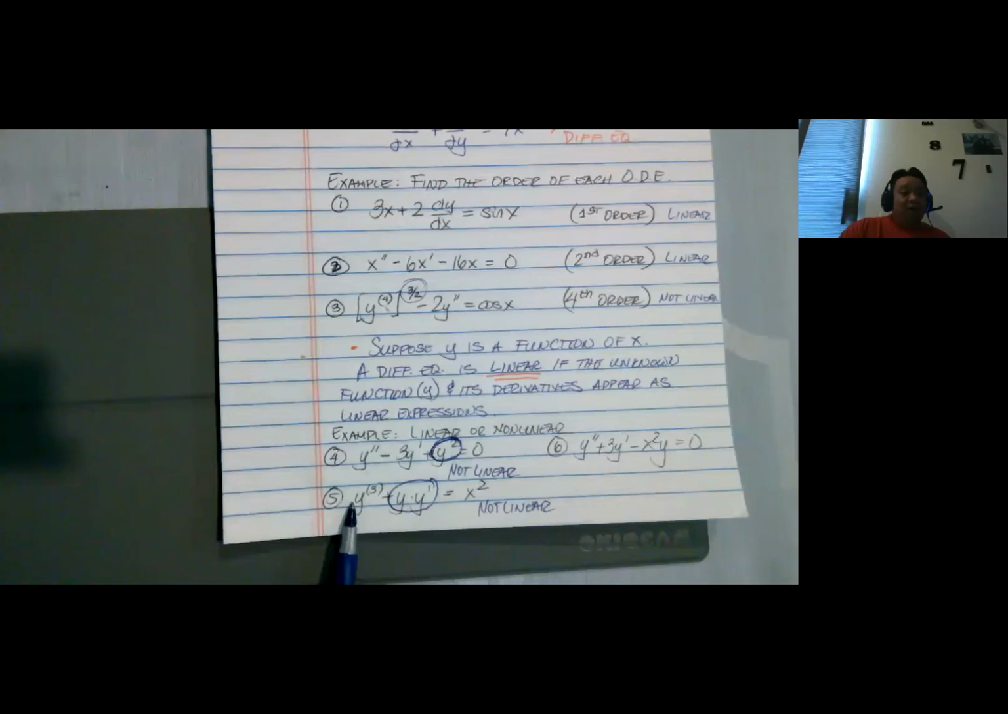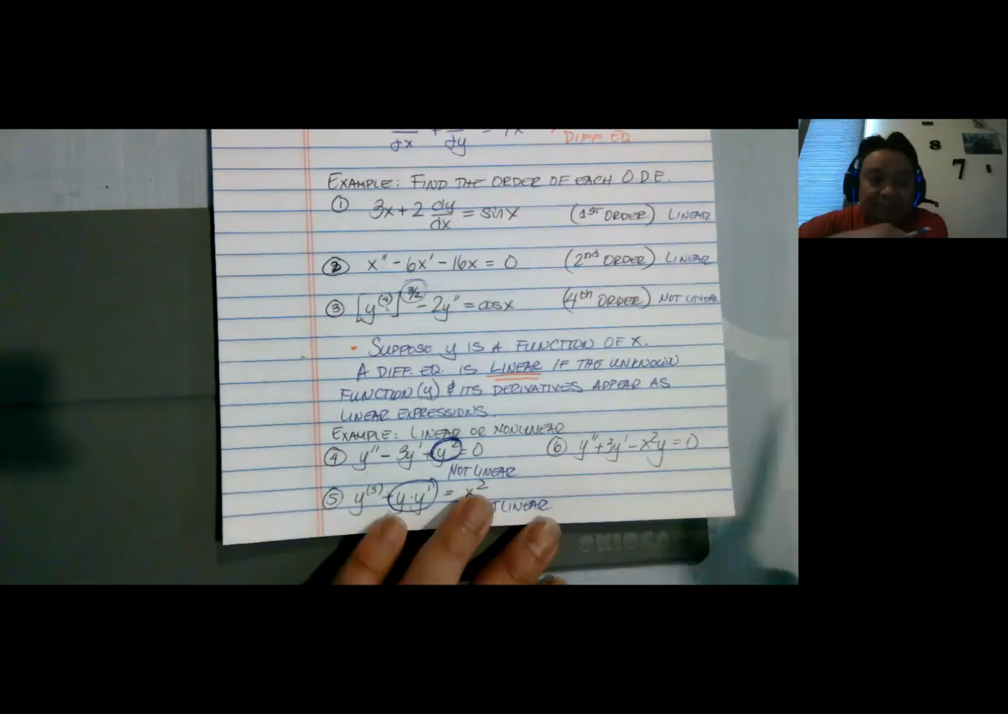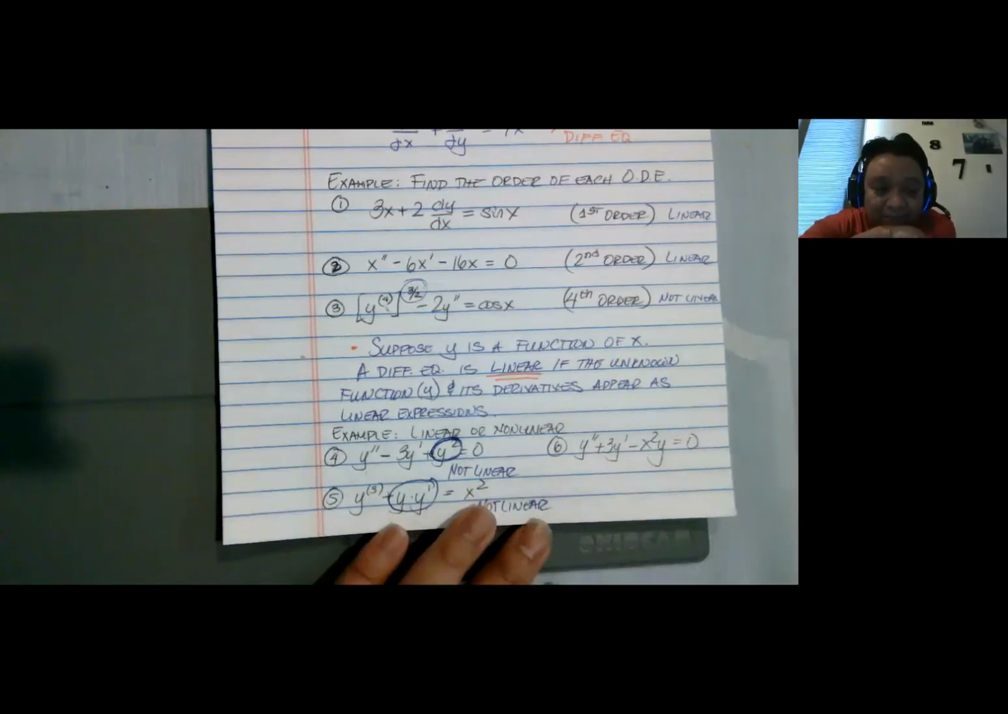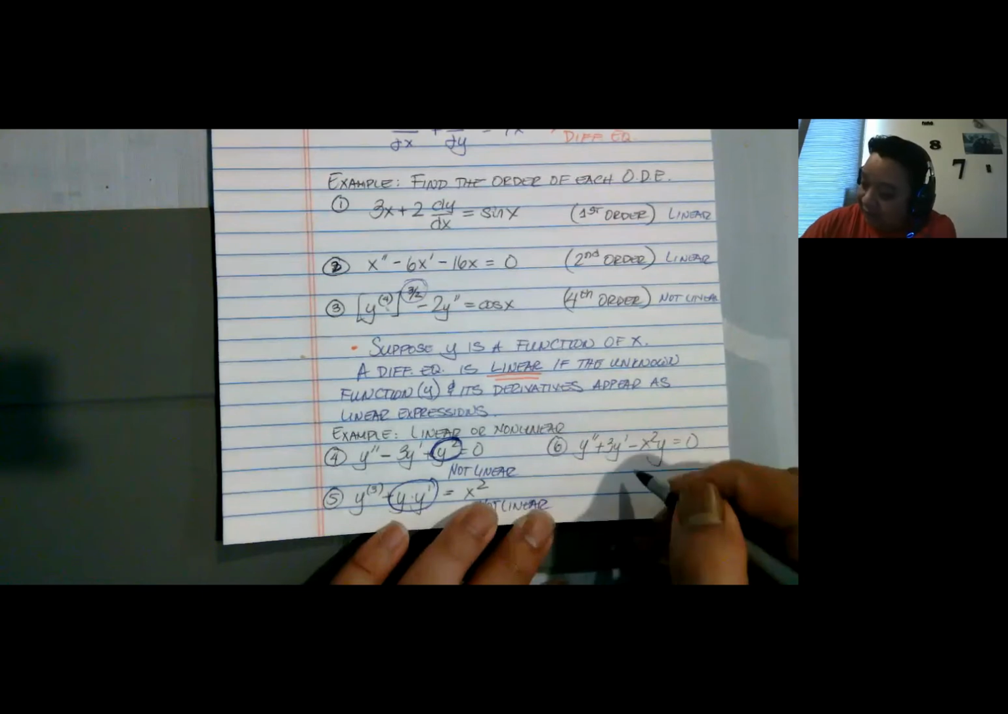Multiplied by a 1, because that 3 means the third derivative, not a third power. So it's this one, right? So this is why it's not linear. How about the last one? And so the last one is linear.